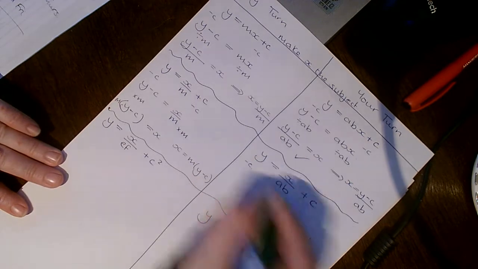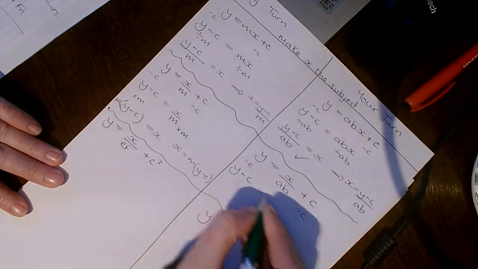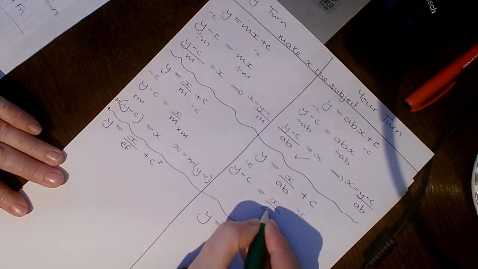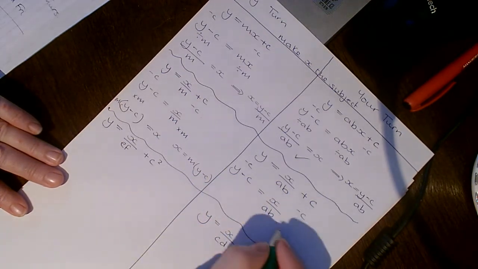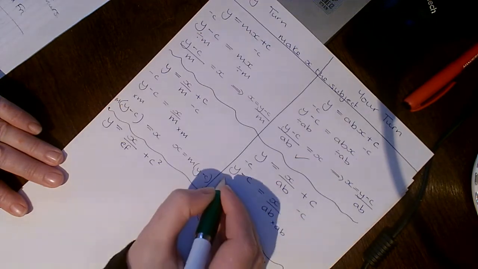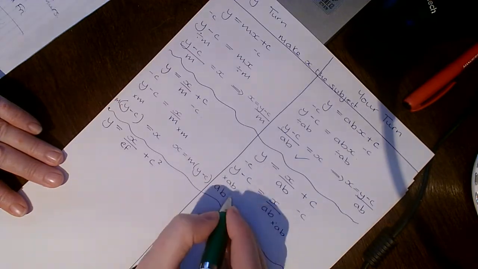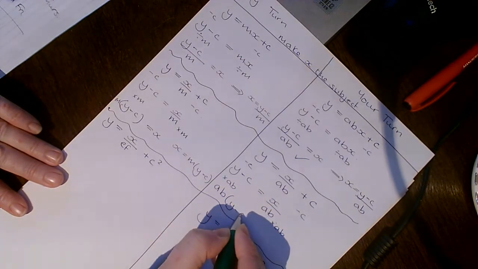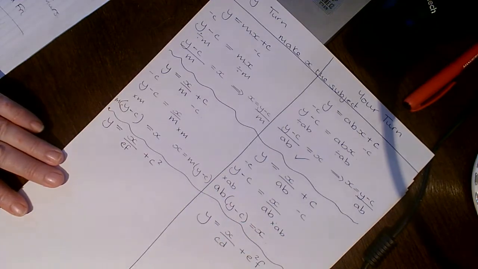So we're minusing c, minusing c. y minus c equals x over ab. We are dividing by ab, so we are going to times by ab, times it by ab. So I'll put the ab at the front, then the (y minus c), and that equals x. We can leave it like that, or we can write it the other way around.